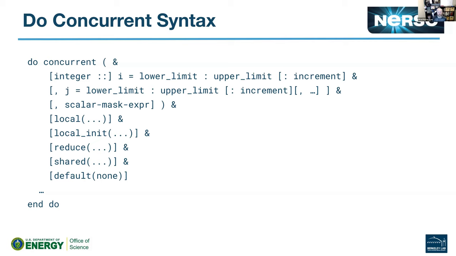So you add the concurrent keyword after do, and then the loop bounds appear in parentheses with a slightly different syntax. You're allowed to put a type declaration for the loop indices so that you don't need a separate declaration of the variable. Whether or not you have that type declaration there, the loop indices are separate from the variable outside of the do loop.